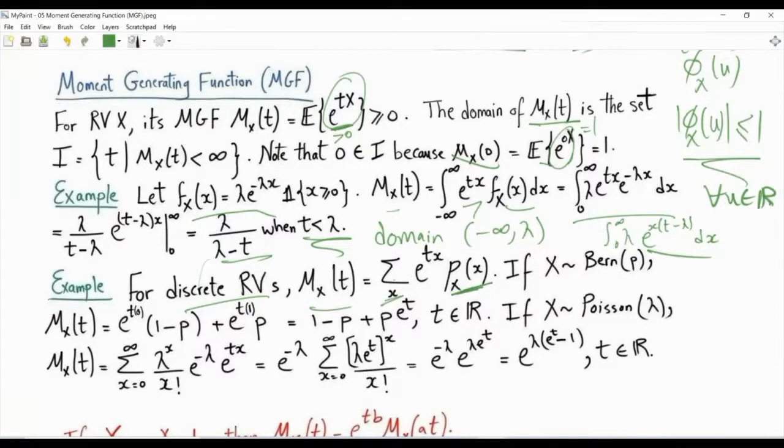So it will be a summation over the possible values of big X, e to the tx multiplied by the PMF of X, which is the probability that big X is equal to small x. So if our random variable is Bernoulli P, so it's 0 with probability 1 minus P and 1 with probability P, then actually we have two terms in this summation. One of them will be e to the 0, and 0 occurs with probability 1 minus P, plus e to the t1, and this occurs with probability P.